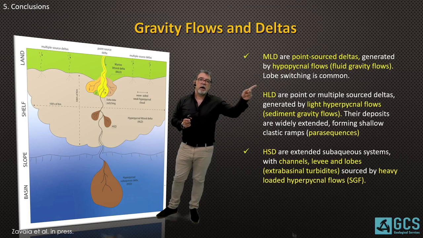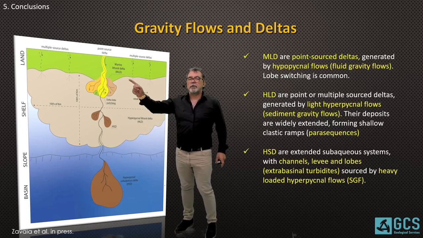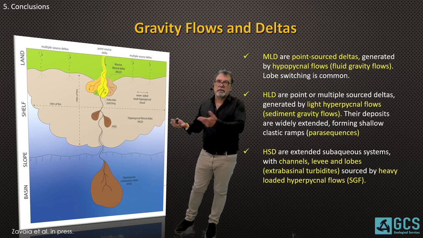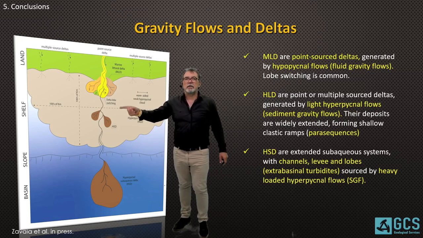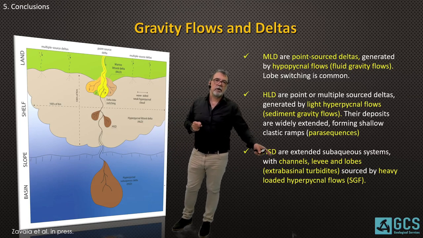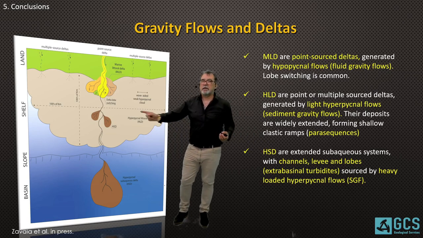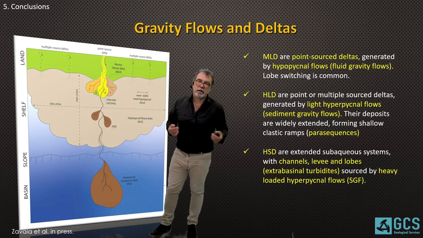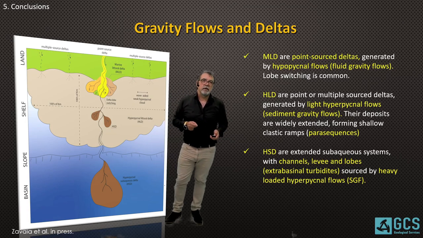Then we have hyperpycnal littoral deltas that form this kind of ram deltas and are produced by dirty rivers. Rivers that supply a mixture of water and sediment that interact with waves and tides. So this is not heavily loaded hyperpycnal flows. For heavily loaded hyperpycnal flows, we have hyperpycnal subaqueous deltas. And hyperpycnal subaqueous deltas, or this extrabasinal turbidite, can accumulate on the shelf and also in deep water, forming these extrabasinal turbidites. All these elements are part of the deltas.